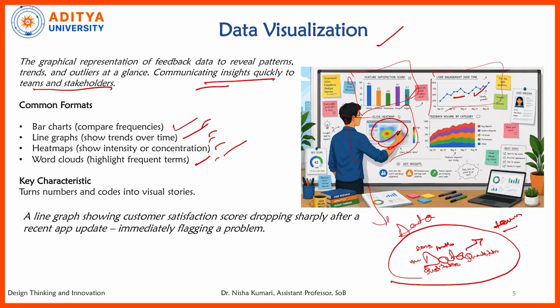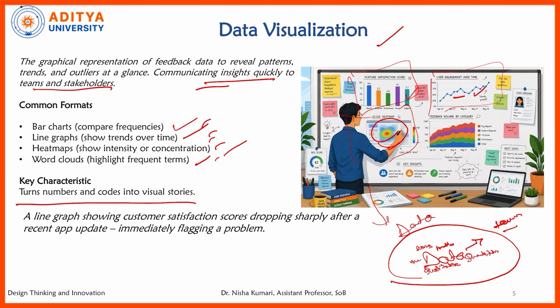By seeing those particular graphs or some kind of pictures, you are able to understand, okay, this is the entire scenario and this is the way consumers are going, whether it's positive or negative, or what the trend in the market is. So altogether, based on the requirement, the key characteristic of this method is that it turns numbers into visual stories.